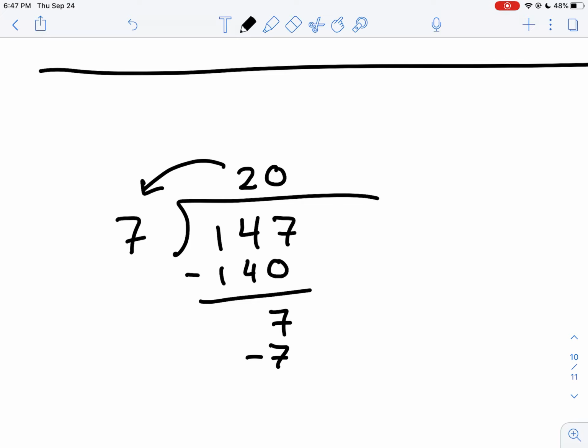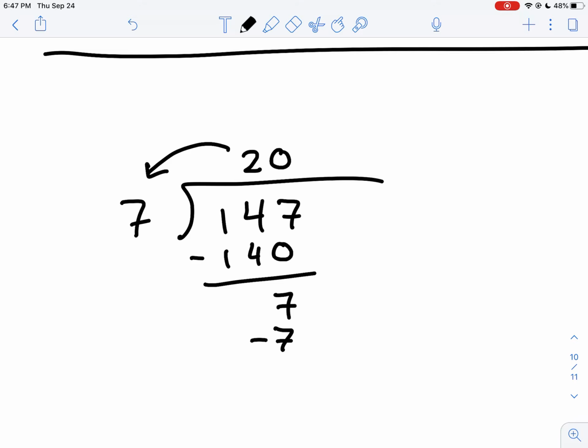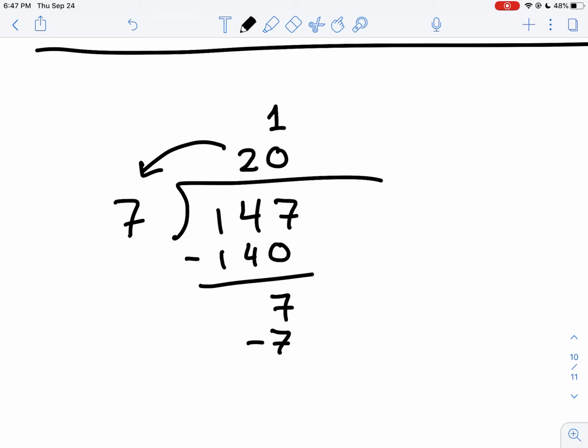20 times 7 is 140. I remove 140 from 147, and I get 7. And then I just need one more 7 to remove to get 0. Right? Well, you don't even have to do 20.